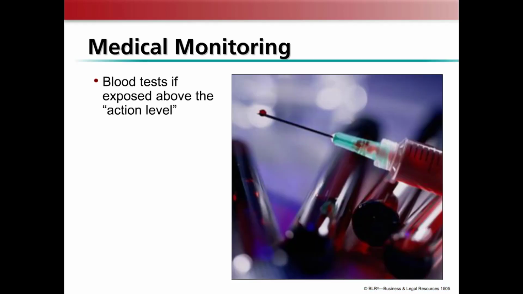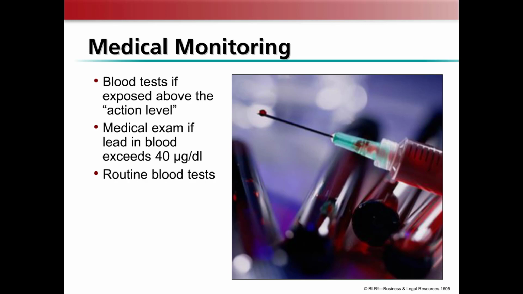If you are exposed at or above the action level for lead, which is a concentration of 30 micrograms of lead per cubic meter of air, averaged over an 8-hour day, you must have your blood tested. If the lead in your blood is above 40 micrograms per deciliter, you will be provided with a medical exam. If you are exposed to lead for 30 or more days a year, you will have your blood tested routinely. If you work in an area containing 30 micrograms of lead per cubic meter of air, you will be given a medical exam before starting your job.